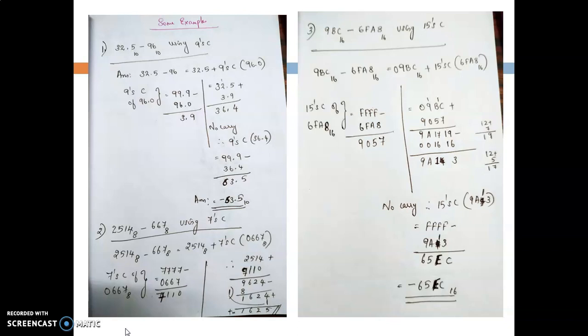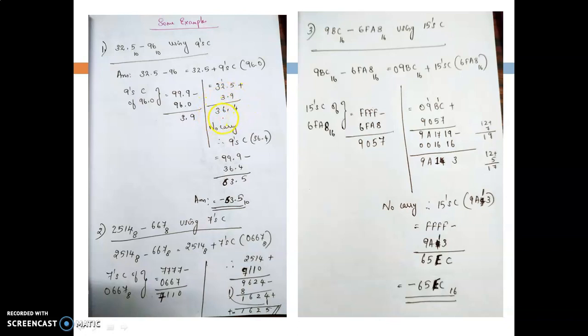So by subtracting, 99.9 minus 96.0 will give you 3.9. So 3.9 is the 9's complement of 96. Now we are going to perform 32.5 plus 3.9. Adding, 5 plus 9 is 14, so 4 with carry 1. Then 3 plus 2 plus 1 is 6. Then 3. There is no carry generated from the MSB, which means that this result is negative.